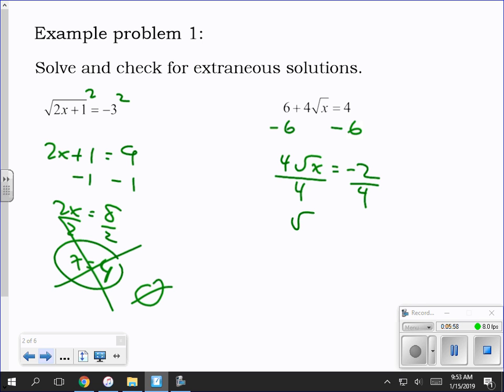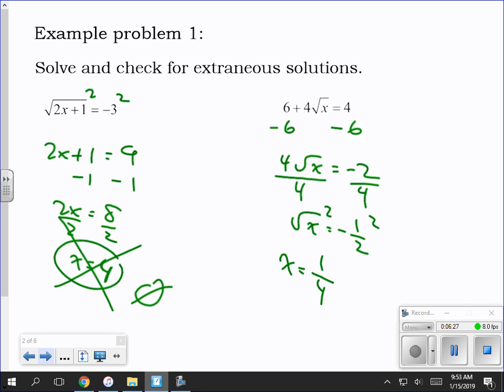Divide both sides by 4. Square root of x equals -1/2, because you always reduce. And once again, I know I'm done, because the square root is going to be a positive value for our purposes here. But in order to make sure you understand the process, the next step to get x by itself is I square both sides. And I get x equals 1/4.